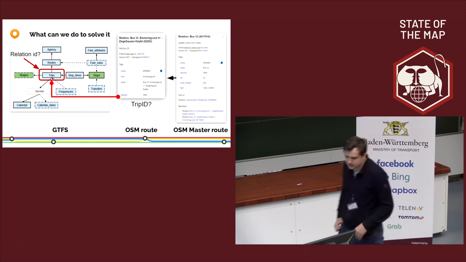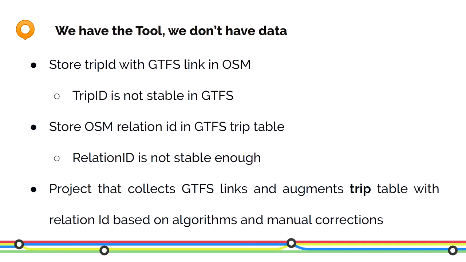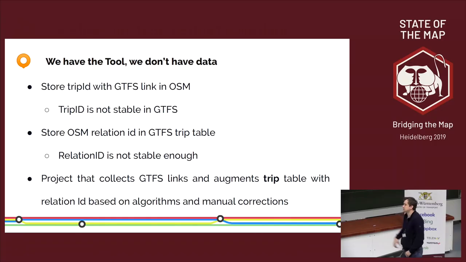The problem, of course, is how do we make this relation? How do we make this happen? We could store the GTFS trip ID with the link to the GTFS file itself in OpenStreetMap, but the trip ID is not stable. It changes, it generates a new one, it's just a number, an ID. So it will basically blow up the OSM database. Also, we cannot put an OSM relation ID in the GTFS trip table because it's generated by transport companies and municipalities which are not aware of OpenStreetMap. So basically, an OSM relation ID is not stable enough to remember that this one will stay.